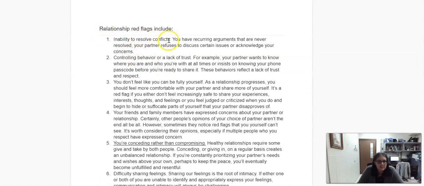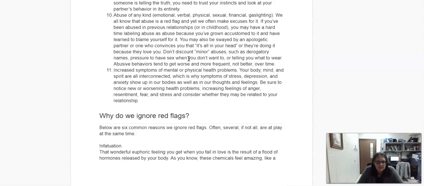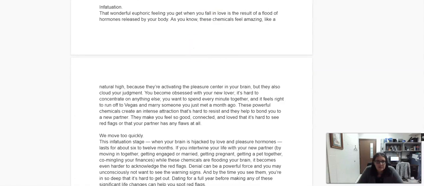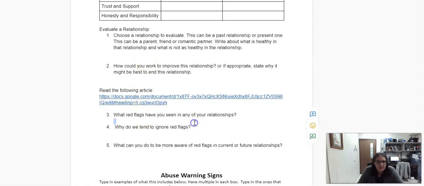So, inability to resolve conflicts: you have recurring arguments that are never resolved. Your partner refuses to discuss certain issues or acknowledge your concerns. So the first part, inability to resolve conflicts, is great, but the next part is, what can that actually look like? And I think that's why this article is so helpful, to see what those red flags are. Okay, so read through that and then put them in.